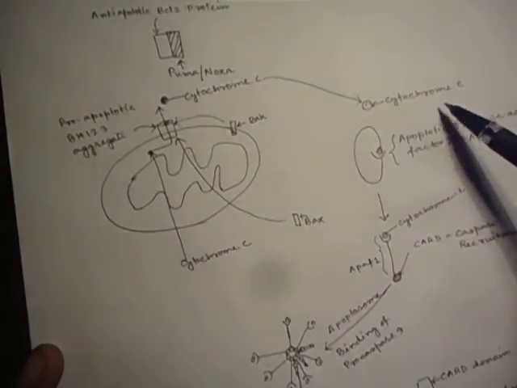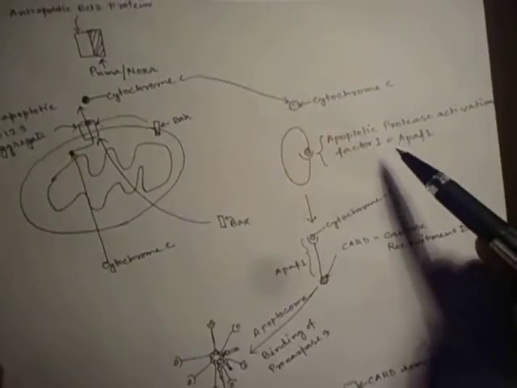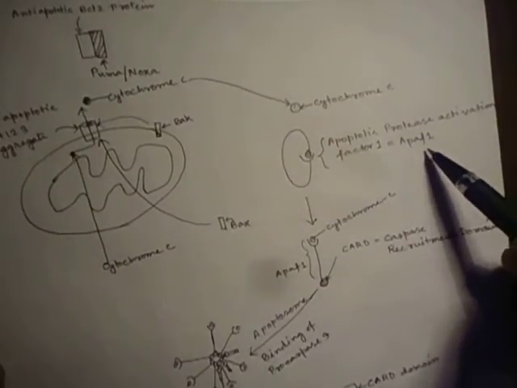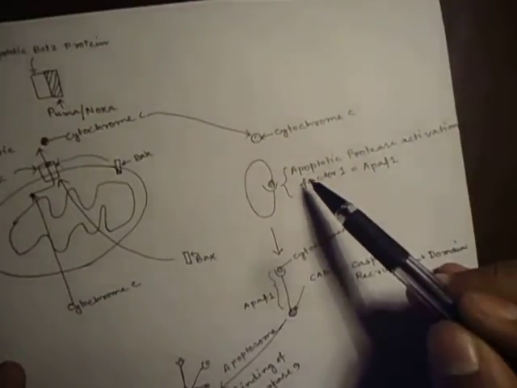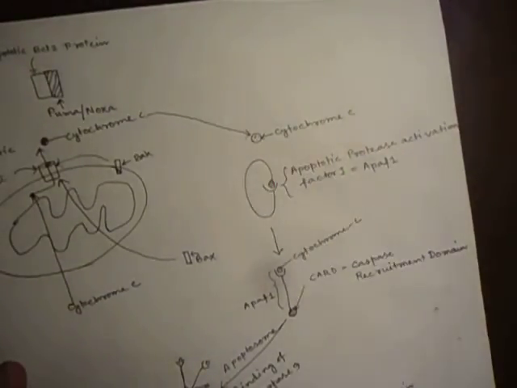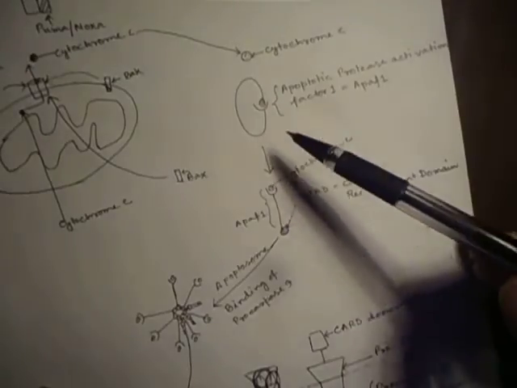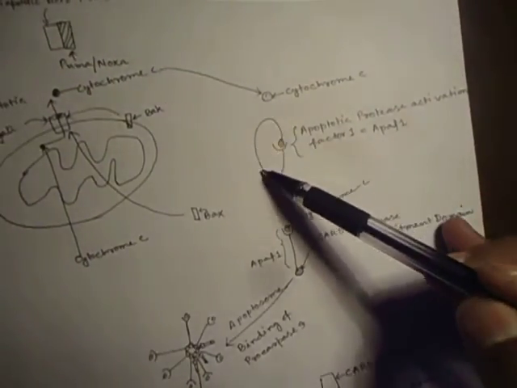Now cytochrome C, apoptotic protease activating factor 1, APAF1, is added here. That means APAF1 factor is added with the cytochrome C. Now cytochrome C will bind like that.